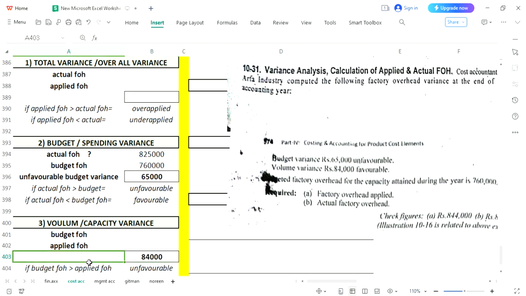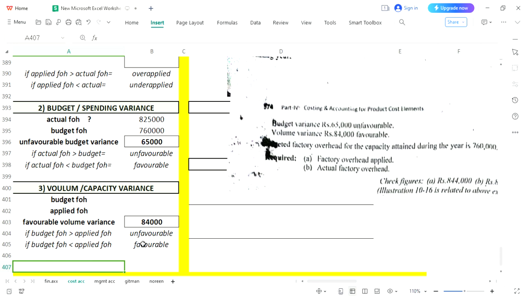And you must have in your mind how a favorable volume variance arrives. So you need to know it is your favorable volume variance. For that you will have to focus here. When would it be favorable? When your budget is less. Your budget should be less. The amount which is provided to us is budgeted FH, that is 7,60,000, put over here.